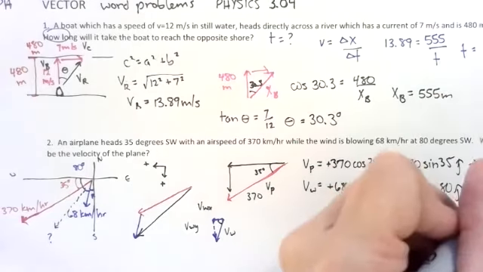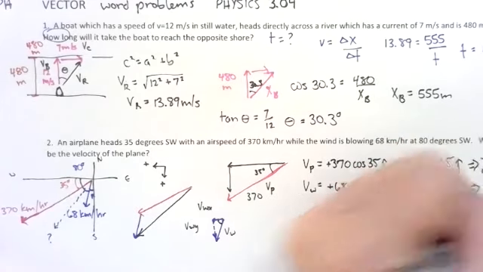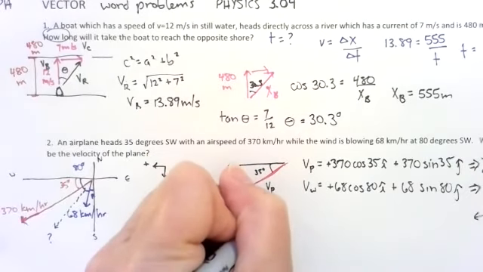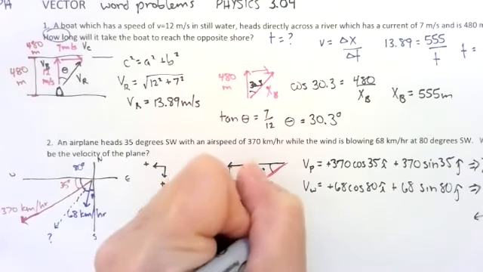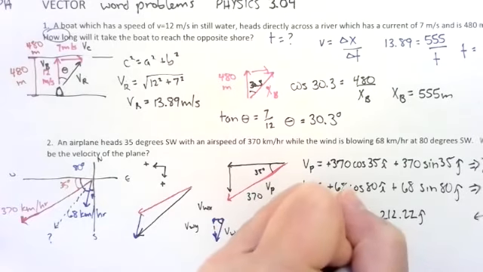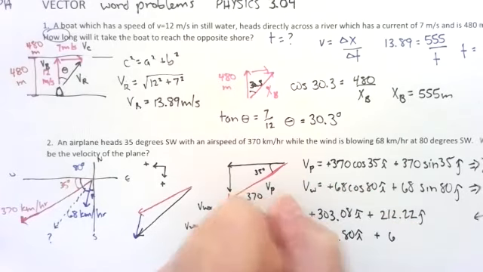All right, I'm out of space, so I'm going to have to simplify these. Let's bring this down here. Let's go to the VP. I'm just going to write them VW. When I do my trig functions, I end up with positive 303.08 I, positive 212.22 J, and for the wind I get 11.80 I and positive 66.96 J.